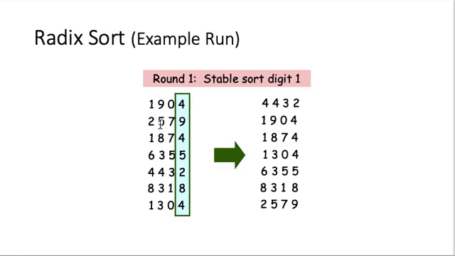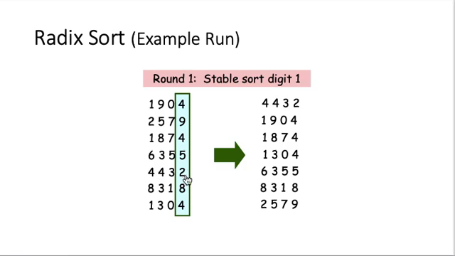So let's put the numbers here row by row so that we will have an easier way to see what is going on. We start with stable sorting the last digits. Let's call it digit 1. When we look at the last digit, we ignore all the previous digits. We just focus on it.